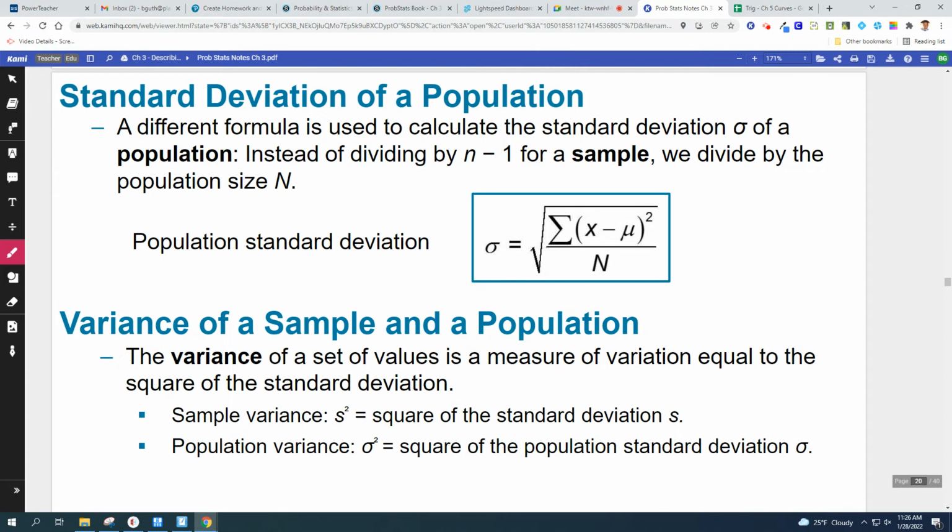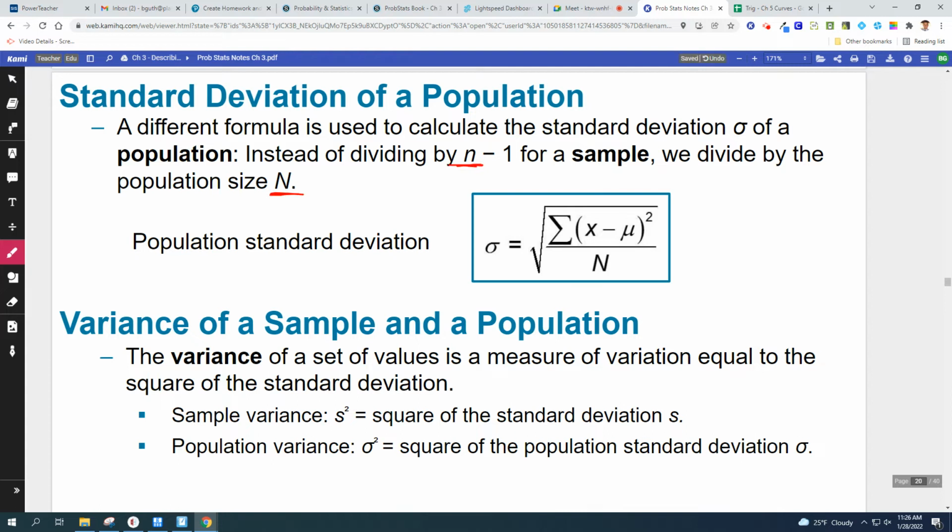To complicate the matter, now we've got a new formula for standard deviation of a population. Remember, we've got a sample and we've got a population. Population is all of the values. Sample is just some of the values. So it's a different formula used to calculate the standard deviation of a population. Instead of dividing by n minus 1 for a sample, we divide by the population size, capital N.